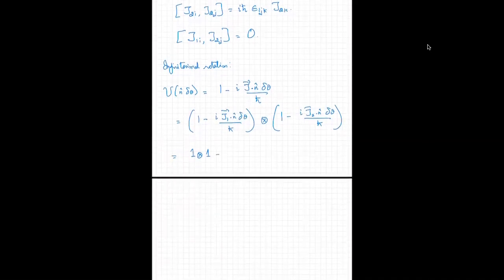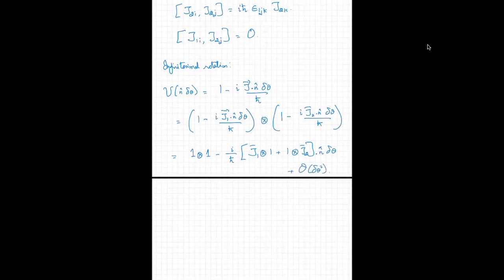Now this would be minus i over h bar. I'll write this in one step, so please see if this makes sense to you. J1 direct product 1 plus 1 direct product J2, dot n delta theta, plus order delta theta squared, which I will neglect. So this is what you would get.